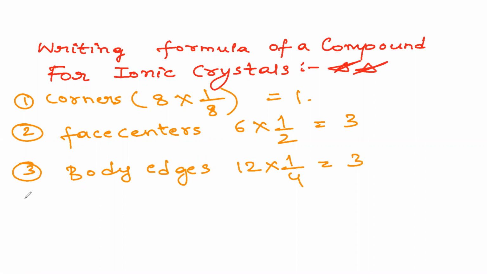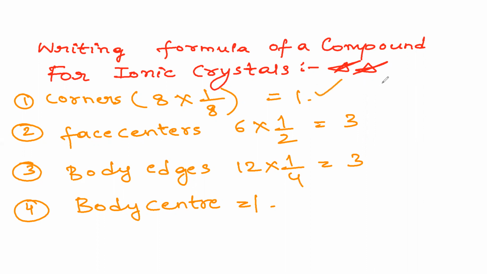So these are the main things you are going to use. And for the body center, as in BCC, an atom at the center is simply equal to 1. So these are the assumptions you are going to see. If an atom occupies all the corners, we take it as 1, because a cube has 8 corners, and 1 by 8th of an atom is contributed at each, so it is equal to 1.